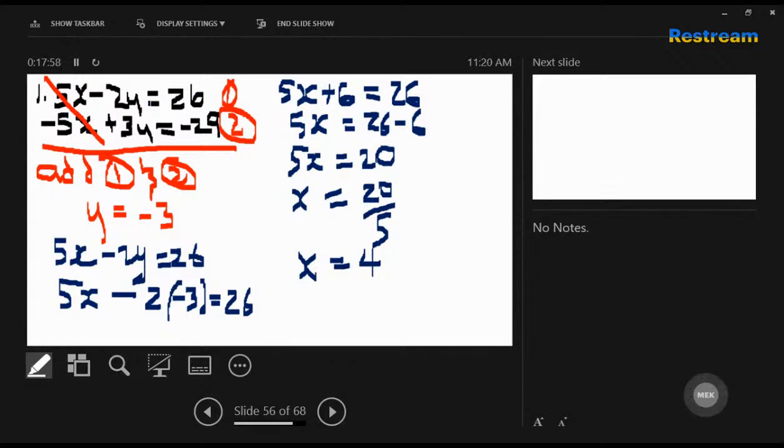But it's not enough to try them in one equation. You have to try them in both to make sure. -5 times 4 is -20. 3 times -3 is -9. -20 minus 9 is -29. And so we are correct for the first solution set. X is equal to 4, y is equal to -3.